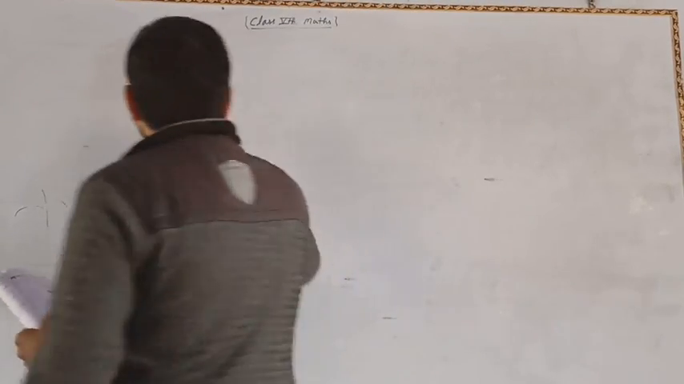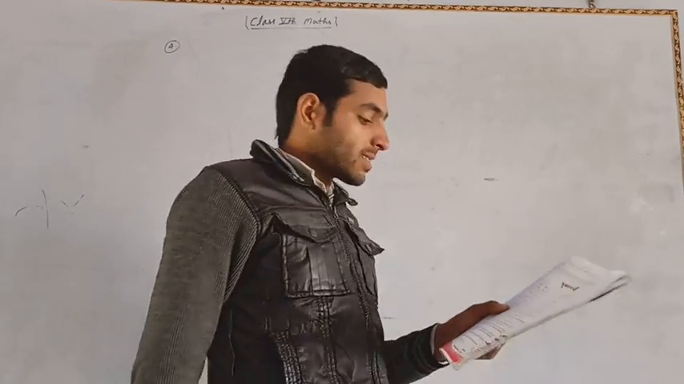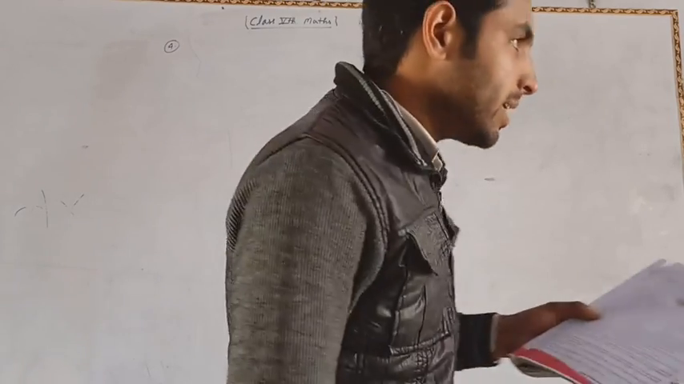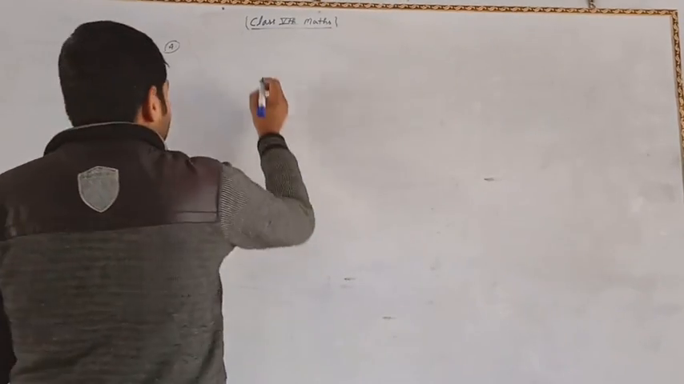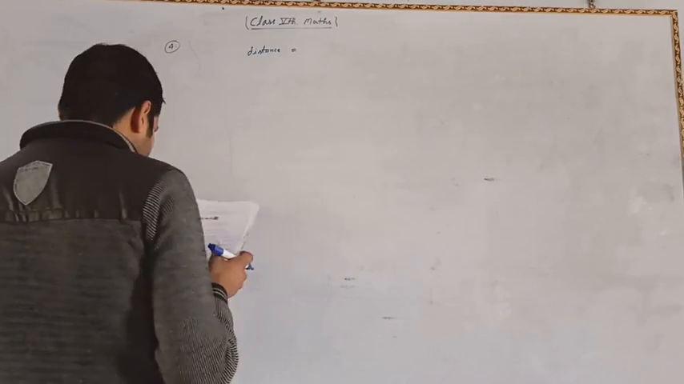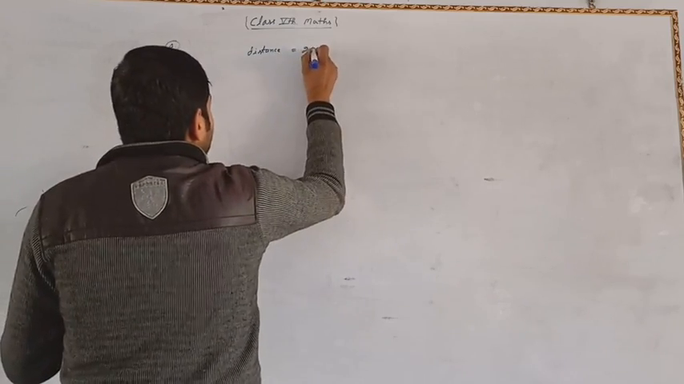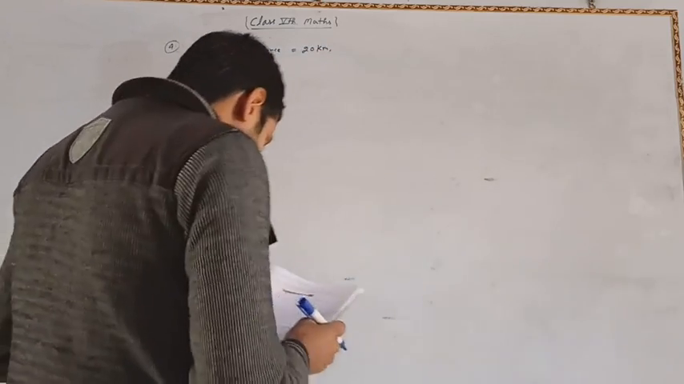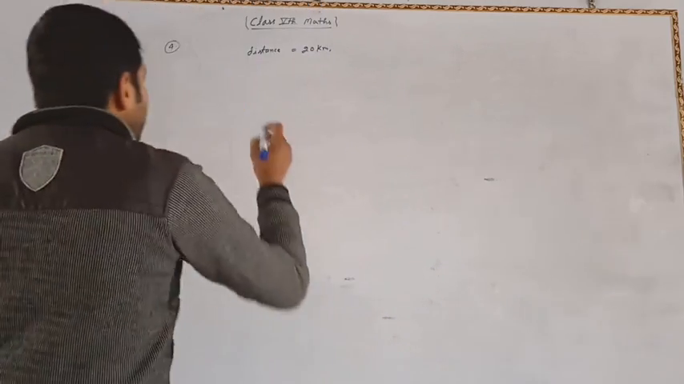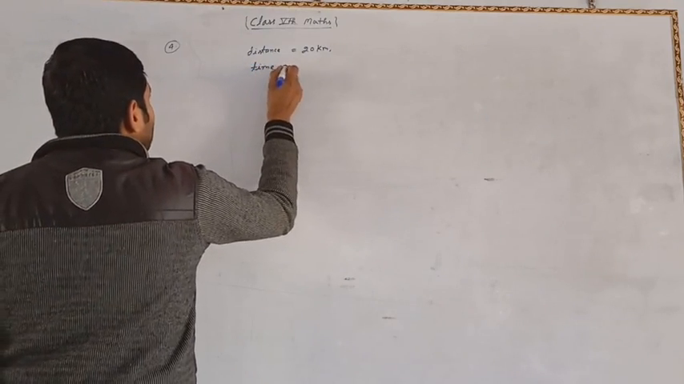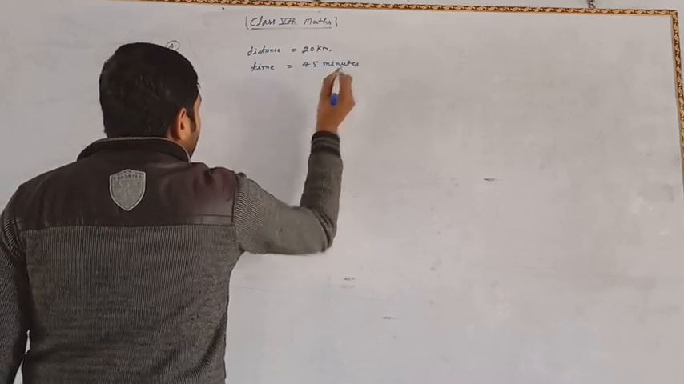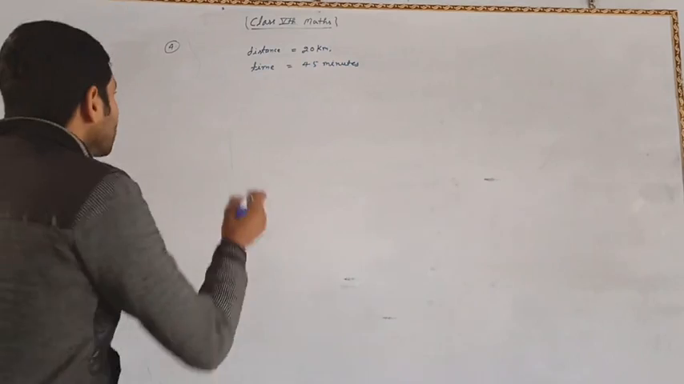Problem number 4: given that a cyclist reached his home 20 km away from his factory in 45 minutes, find his speed. So here it is given that distance is equal to 20 km, and also time is equal to 45 minutes. Okay, we have to calculate speed.